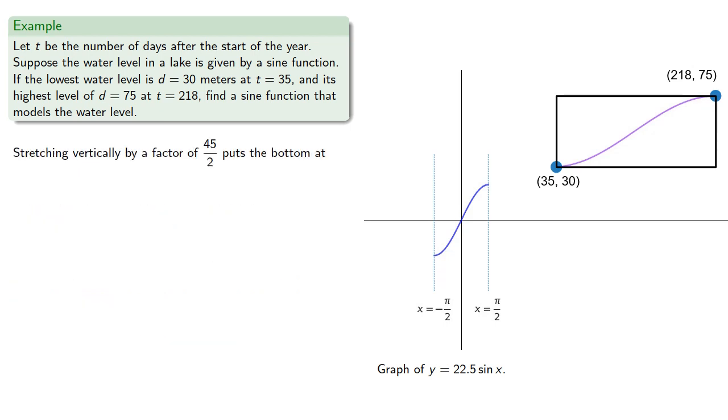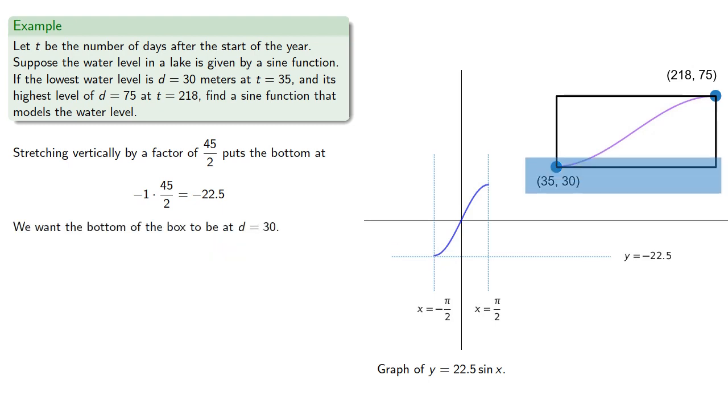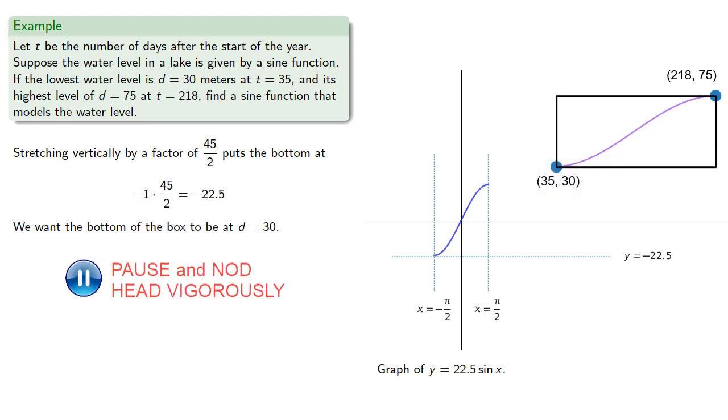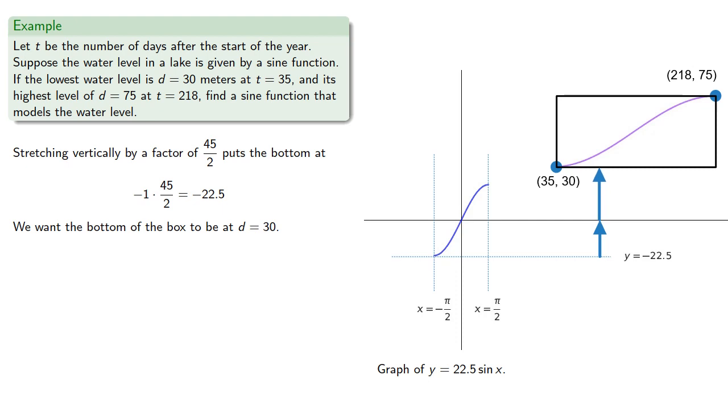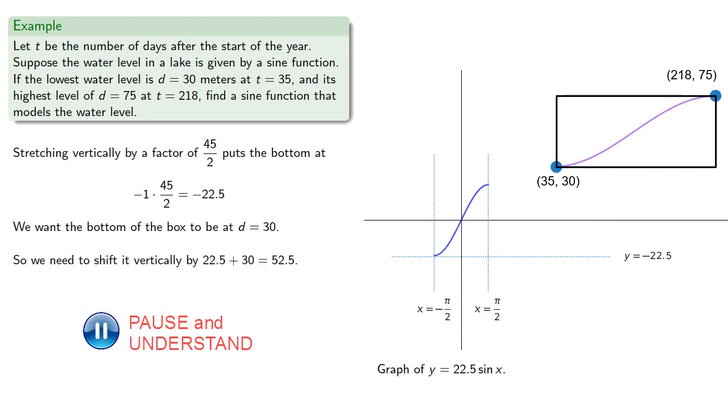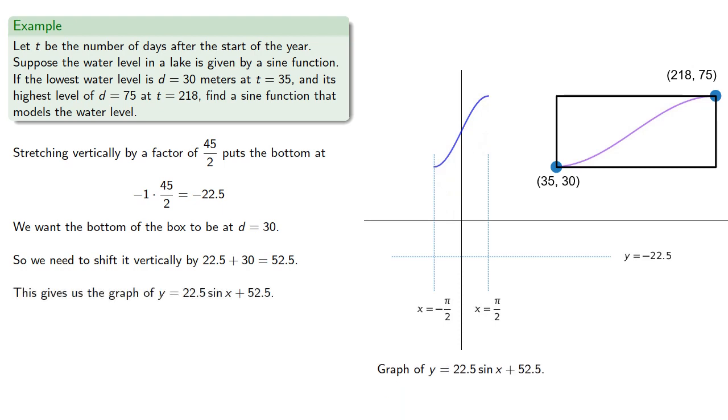Now, having stretched vertically by a factor of 45 halves, our bottom, which used to be at y equals negative 1, is now going to be at negative 1 times 45 halves, negative 22.5. And we want the bottom to be at d equals 30. And so we need to shift it vertically by 22.5 plus 30, 52.5. So this gives us the graph of y equals 22.5 sine x plus 52.5.